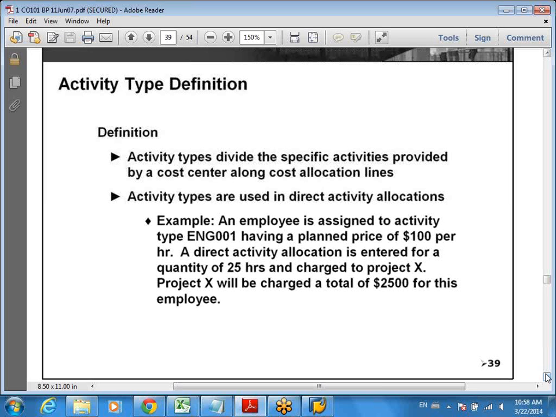An example is an employee assigned to an activity type. Is it per hour? Direct allocation is entered for 25 hours and charged to project X, and project X will be charged $2,500. It took him 25 hours at a rate of $100 per hour, so the cost would be $2,500. Even though you paid the employee $2,500, it breaks down what the cost is per hour. So you can track, if you're Toyota, am I paying overtime for my employees to assemble a car? How long does it take me to assemble one car?